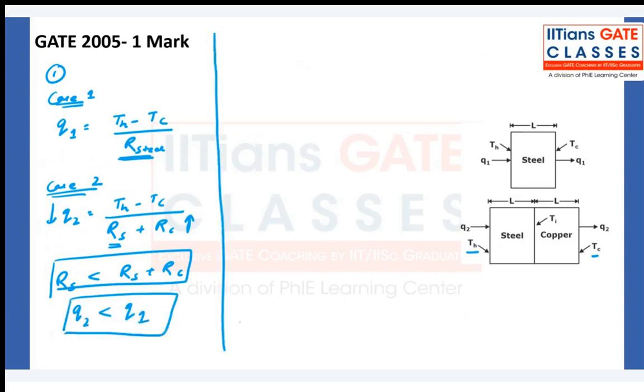So Q2 is less than Q1. Yes, that is also correct. Q1 is greater than Q2. You can also write this: Q1 is greater than Q2.